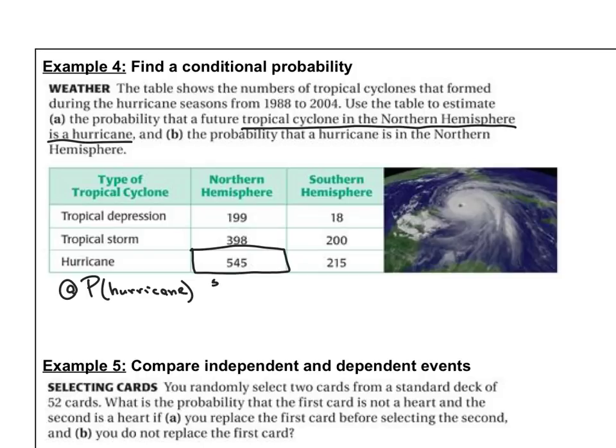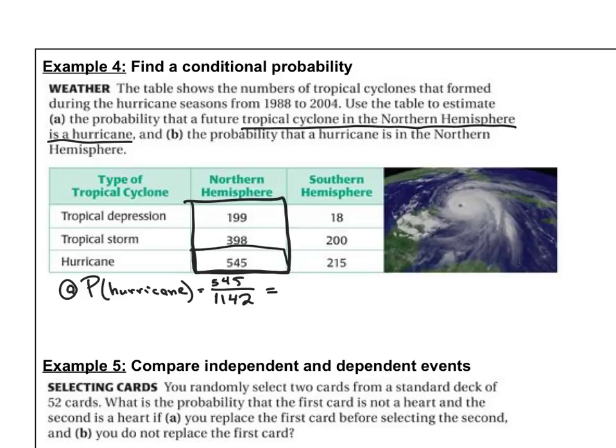And there were 545 hurricanes in the northern hemisphere. Then we need to figure out how many tropical cyclones took place in the northern hemisphere. So you're just going to add all those up. 545 plus 398 plus 199 will give us 1,142.